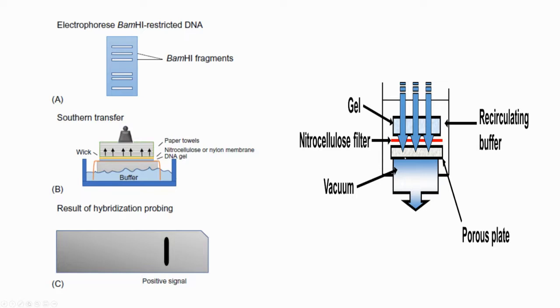This is another type of setup for the DNA transfer from the agarose gel to the membrane. Basically, you can set it up with a vacuum at the bottom. You have the nitrocellulose membrane at the bottom, on top is the gel, and then you have buffer to cover the gel. You apply the vacuum, and then the DNA will be transferred from the gel to the membrane. Okay, there are different ways you can use to transfer the DNA to the membrane.